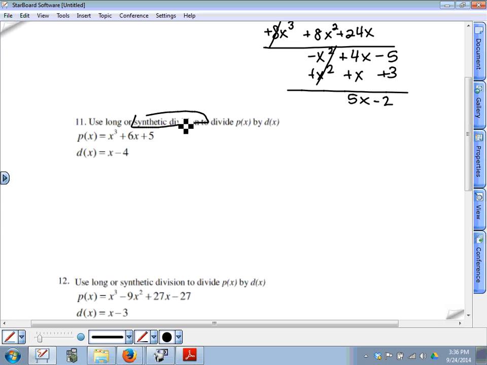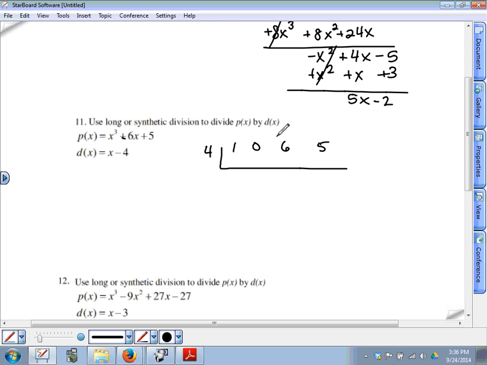This one we're going to use synthetic division. Finally, we can use synthetic division. Again, because the denominator, or what we're dividing by, the divisor, is degree 1 and it has a leading coefficient of 1. And that pesky x squared term is gone again. You've got to recognize that. Synthetic division, you just use the coefficients: 1, a 0 where the x squared would be, a 6, and a 5. And then we're going to synthetically divide by the 0 of the denominator, which is 4.